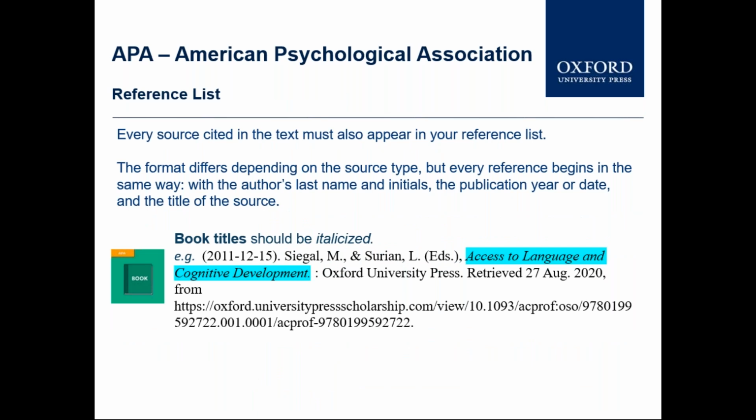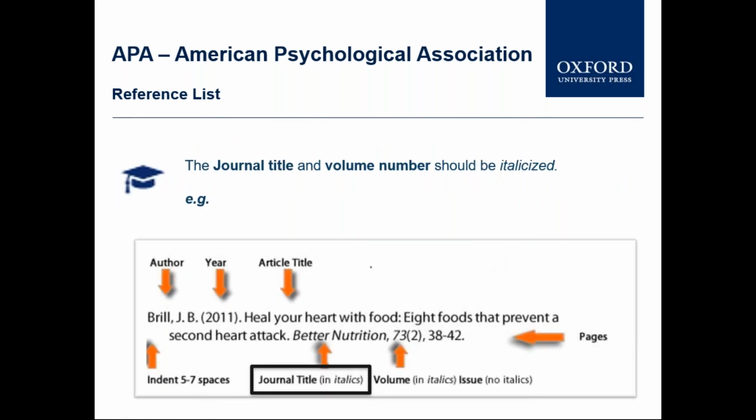Reference list: whatever source you've cited in the text should also appear in the reference list. And the format depends on your source type. The book titles will always be in italics. If it is in the reference list, which is APA, mostly used in the journal format: author, year, article title, name of the journal, volume, issue. Issue again is not in italics. That's it. This is how it would look like.